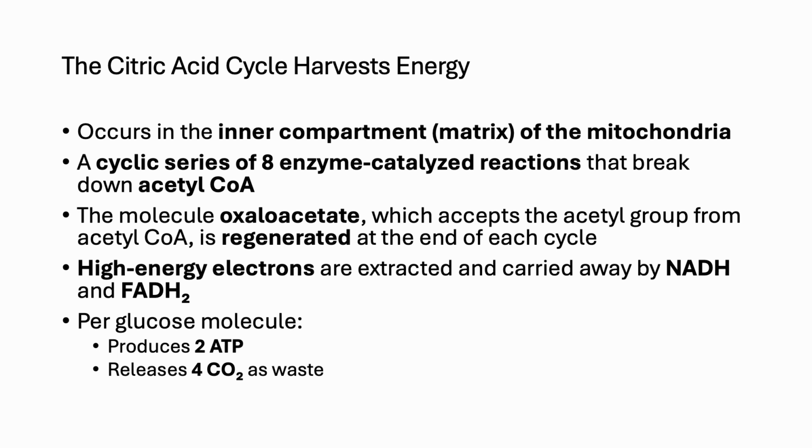Each turn of the cycle produces one ATP directly, and since 2 acetyl coenzyme A molecules enter per glucose, the cycle yields 2 ATP total. More importantly, it generates abundant NADH and FADH2, which are the main sources of energy for the final stage of respiration.